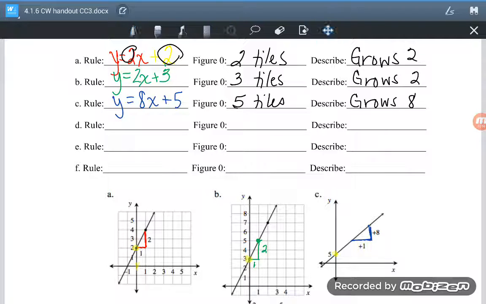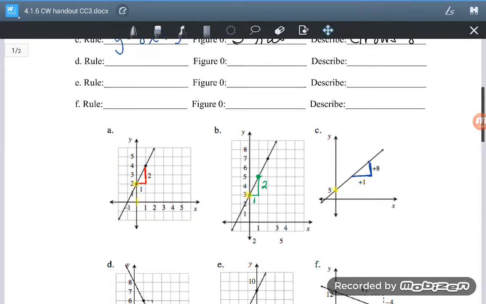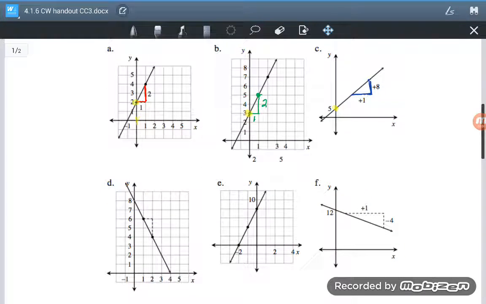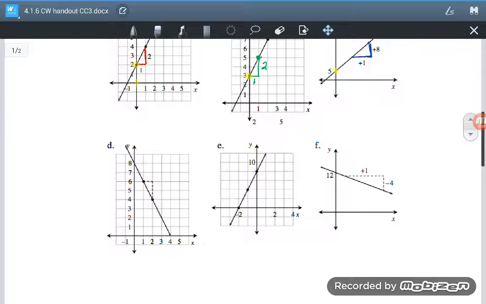Okay, so now I can continue looking at the next 3 graphs at the bottom here. I need a little more space for D, E, and F, so I'm just going to write the rules right above them instead of on those lines. I'm looking at that growth again. This time it happens to be decreasing. It goes down 2. So my coefficient's a negative number, negative 2x, and it started at 8, so plus 8.